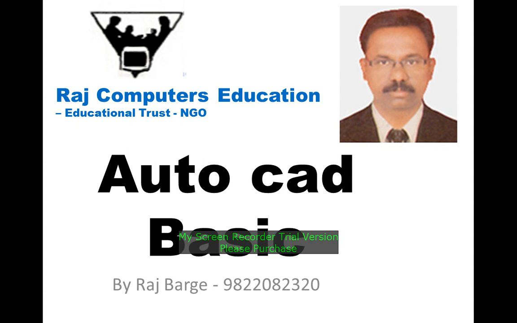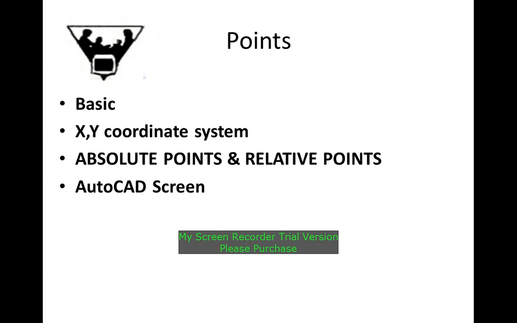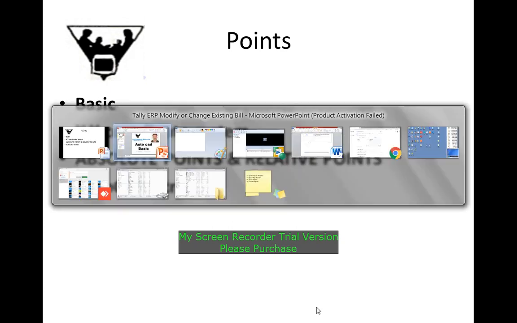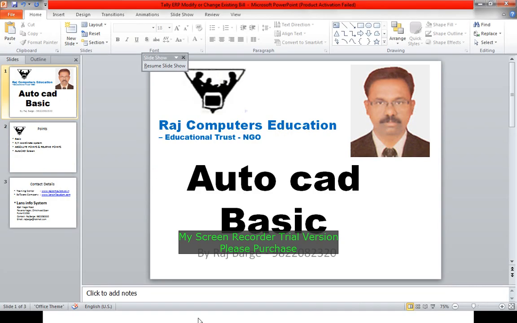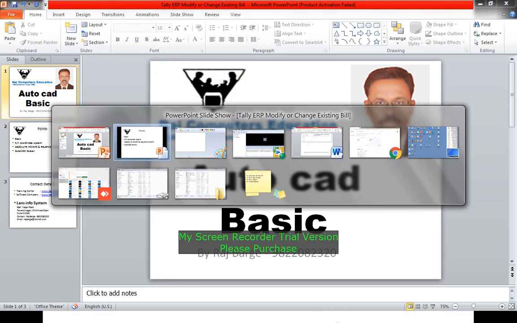So what we are going to learn today, we are going to understand what the basics of drawings are, what is the XY coordinate system, what is absolute position, what is relative position, as well as what exactly the AutoCAD screen looks like and how it looks. So first we'll be seeing a small note here.